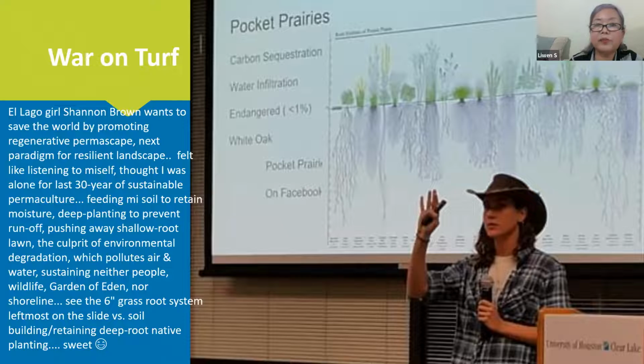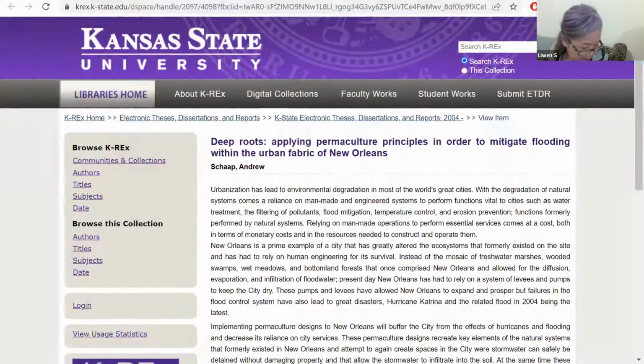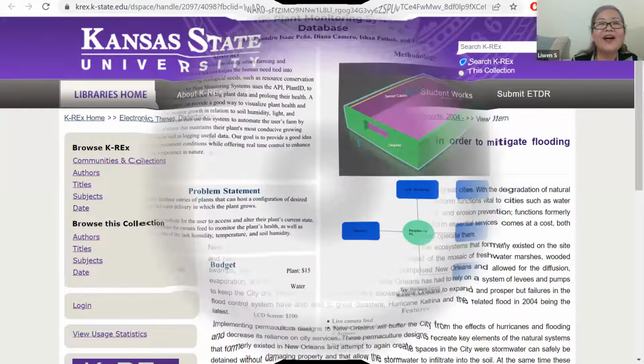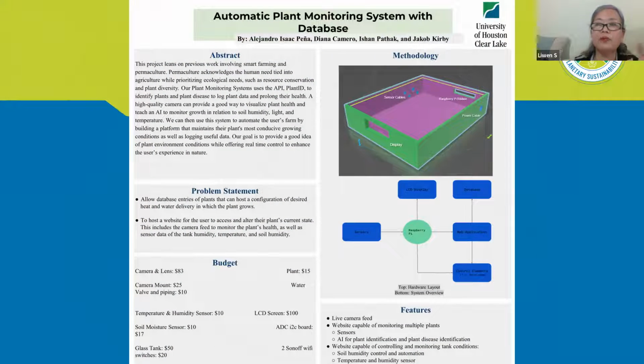This is the deep root planting for flooding. I think my time is out. Okay. All right, so every 15% increase in the deep root planting can reduce 1 foot of flood water. So my neighbor, 3/4 of the neighbors got flooded by the bayou. So this is from small scale to large scale.